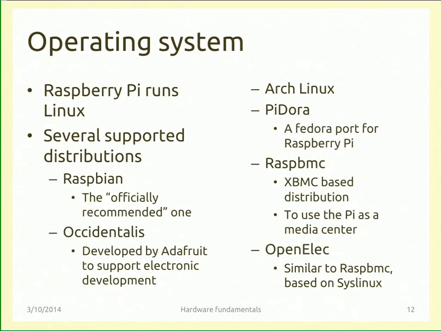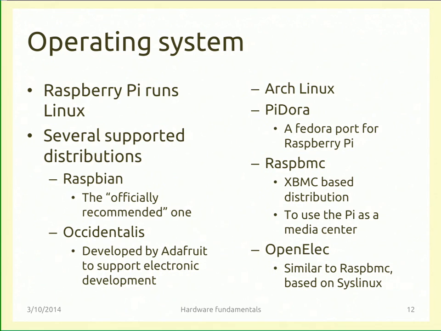Operating system, basically Linux. Okay. Various versions, it depends on the preferences. There is one officially supported version, which is Raspbian, which is a derivation of Debian. Okay, which is tailored for the Pi processor, basically. There is another distribution called Occidentalis, which is made by the Adafruit company, which is a company providing do-it-yourself kits, and is mainly targeted to electronics development. So it provides all the features needed for developing new circuits and testing them with the Pi.